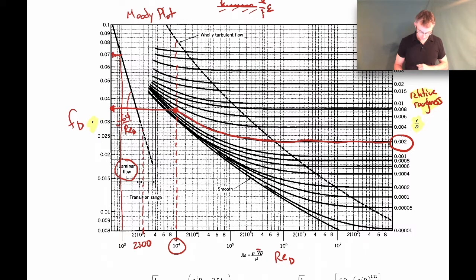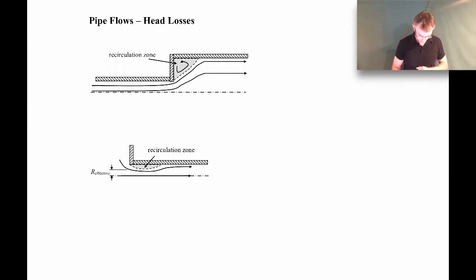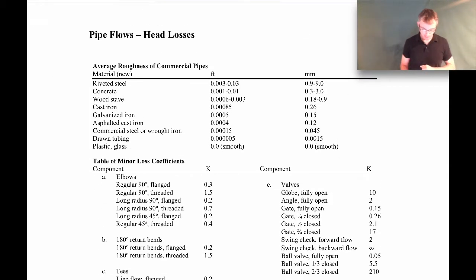Now to find the relative roughness, like I said, there's a table here that gives you the average roughness for commercial pipes. So you have different kinds of material here. Galvanized iron, for example, and you can see this is the roughness, the epsilon quantity. So the roughness for galvanized iron is 0.0005 feet, or if you want it in millimeters, it's right there. And so the relative roughness would be that value divided by the pipe diameter, whatever that might be.